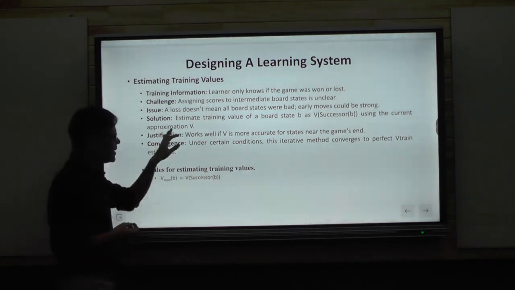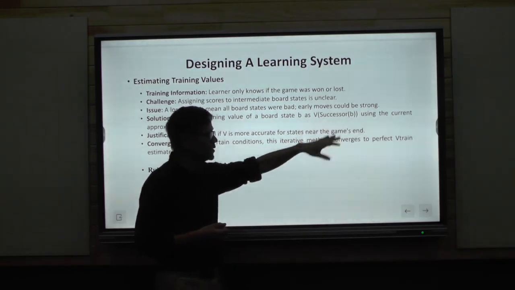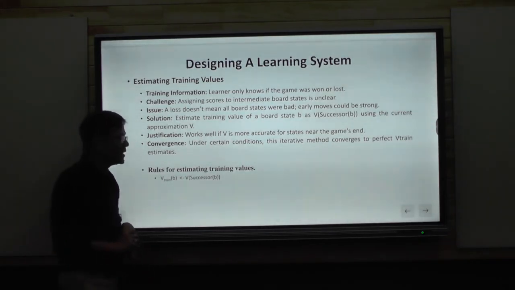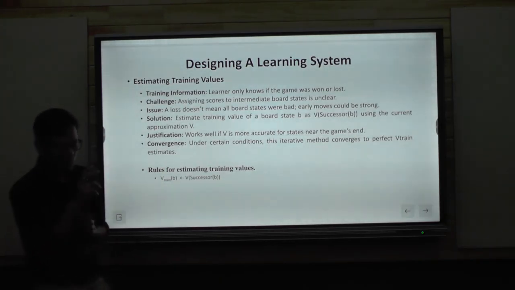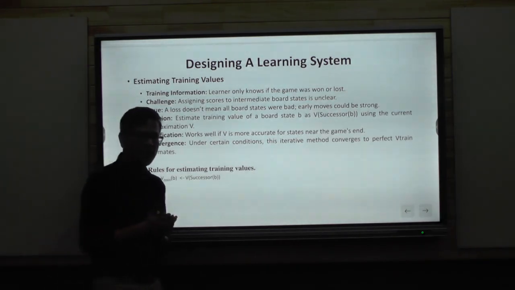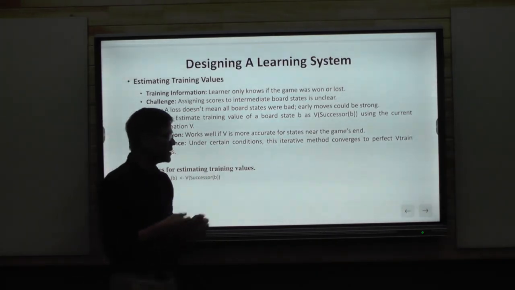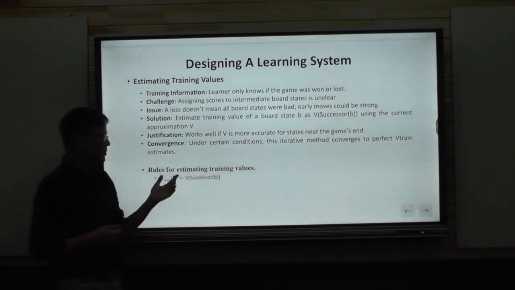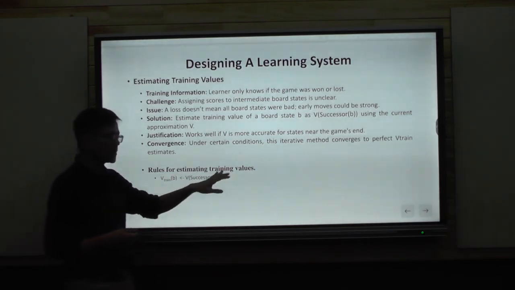Estimate the training value of the board state B as V hat of the successor of B, using the current approximation V. The justification is that it works well if V is more accurate for the states near the game end. In the intermediate states of the game, it may not be that accurate. Convergence means that under certain conditions the iterative method converges to perfect V train estimates. The rule of estimated training values is V train B is set to V hat of the successor of B.